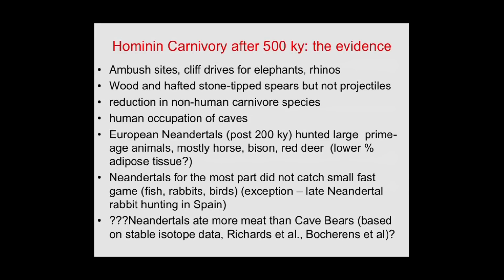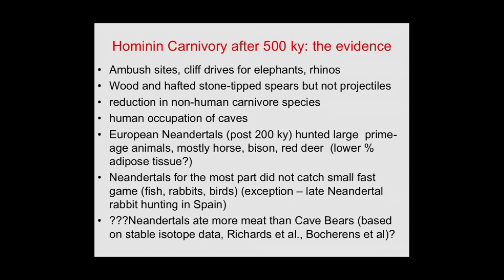The European Neanderthals did hunt large herbivore animals. Most of these were not caribou. They were horses, bison, and red deer, who often live in smaller herds, and you have fewer of these massive migrations going through. The other thing that Neanderthals did not do, and Mary Stiner has talked a great deal about this, is they didn't, for the most part, catch small, fast game. As far as we can tell, they didn't do much fishing. They didn't catch birds or rabbits, except, I should say, very late Neanderthals in Spain.